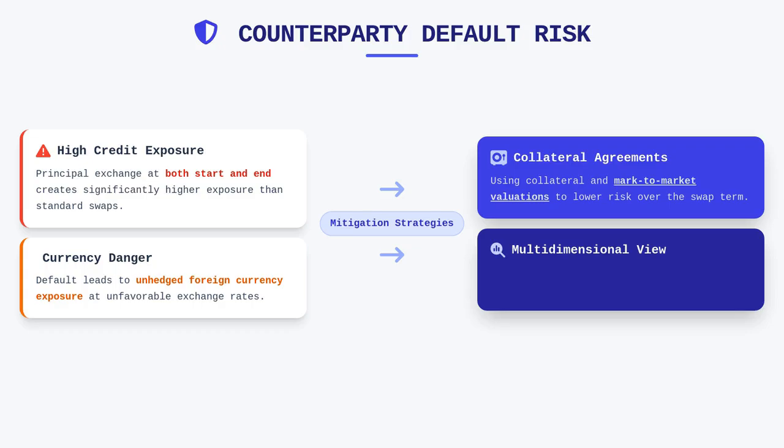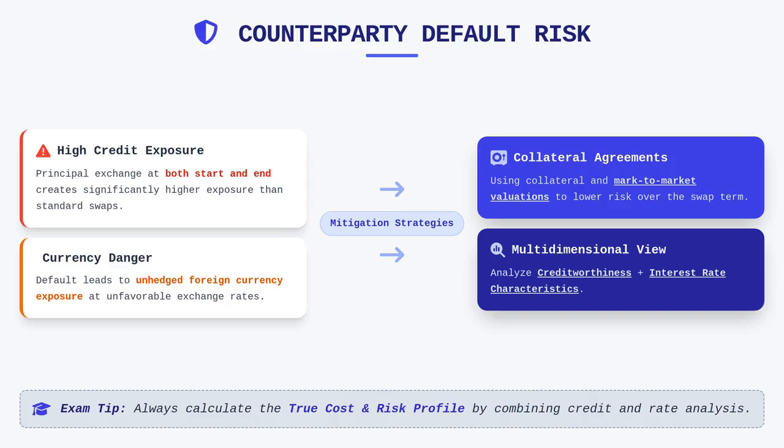In your professional practice, always analyze the creditworthiness of the counterparty alongside the interest rate characteristics of the contract. This multi-dimensional view allows you to see the true cost and risk profile of the transaction, which is exactly how you should approach your analysis for the exam.